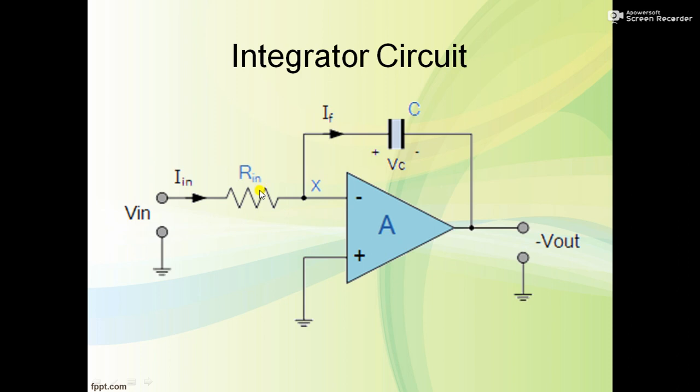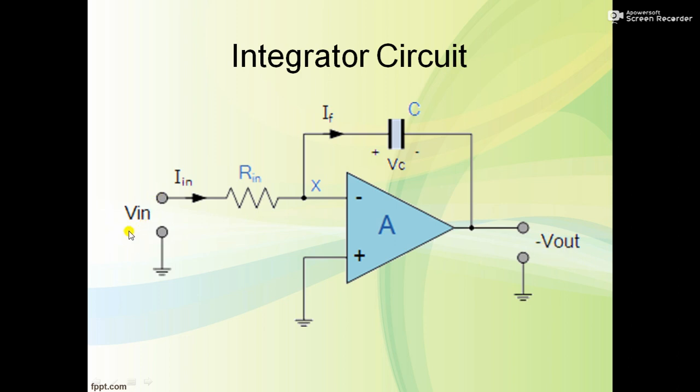In an integrator circuit, at the input side we are using the input resistance, and in the feedback path we are using a capacitor element. And one more thing, Vin is applied to the negative terminal of the op-amp, so that's why it shows the negative of Vout.